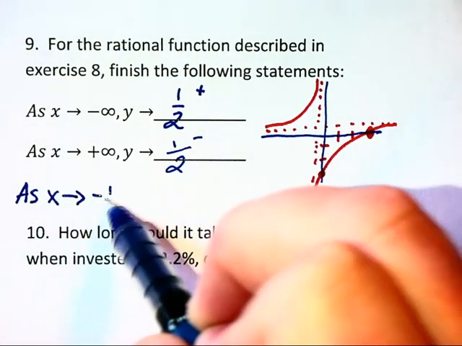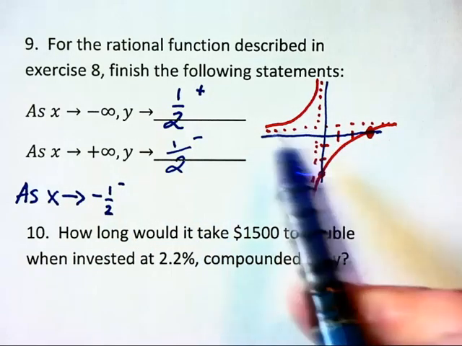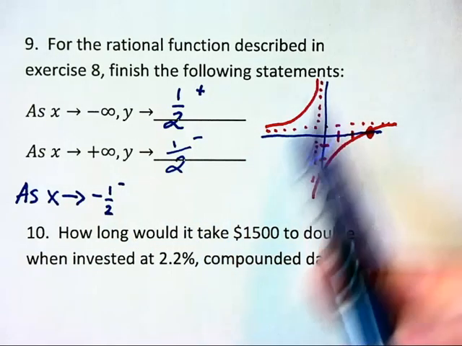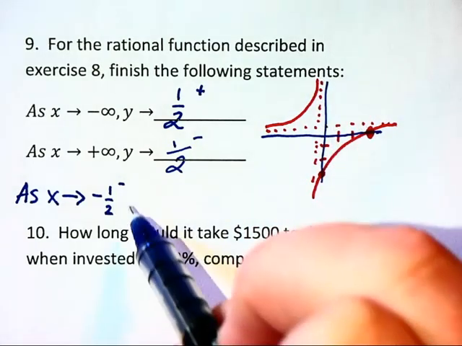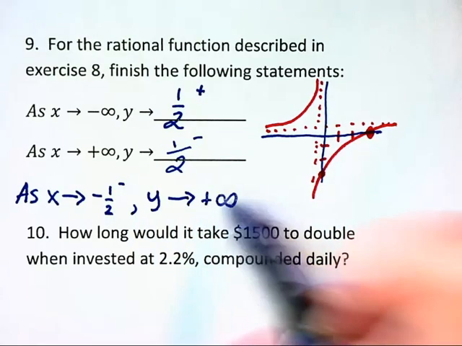If we wanted to add an extra statement in there, we could say something like, as x approaches -1/2 from the left, that's saying as we approach this vertical asymptote from the left, what's happening to the y values? Well, they are increasing without bound, so we would say y is approaching positive infinity.